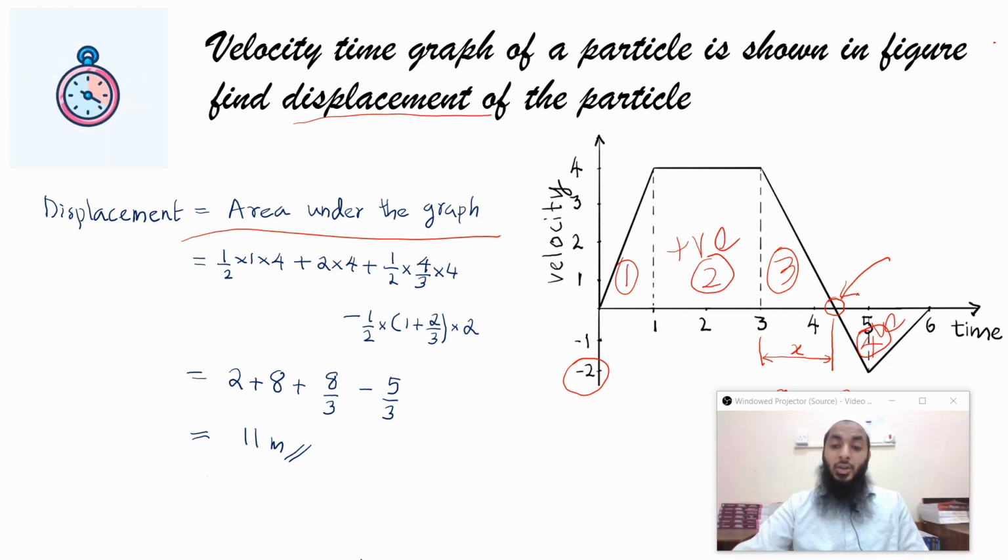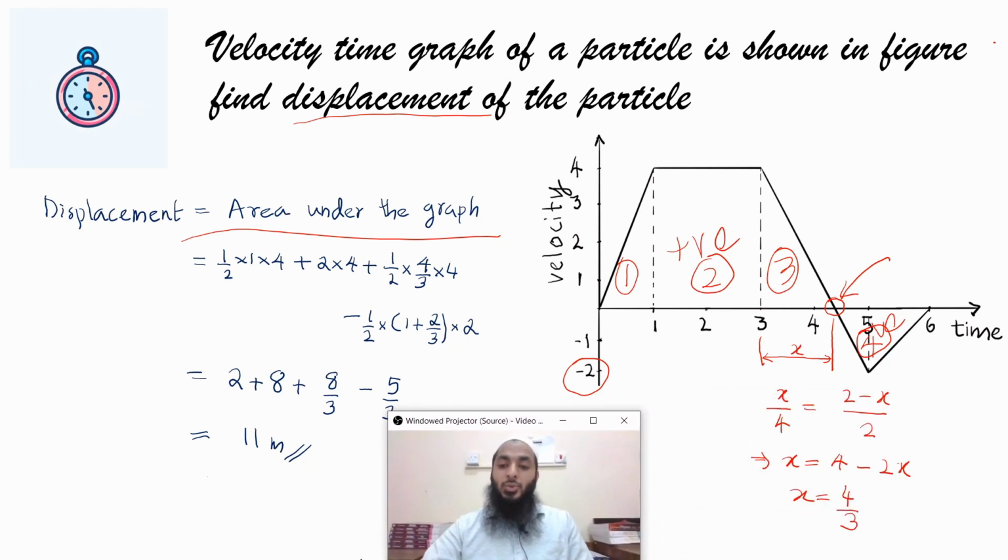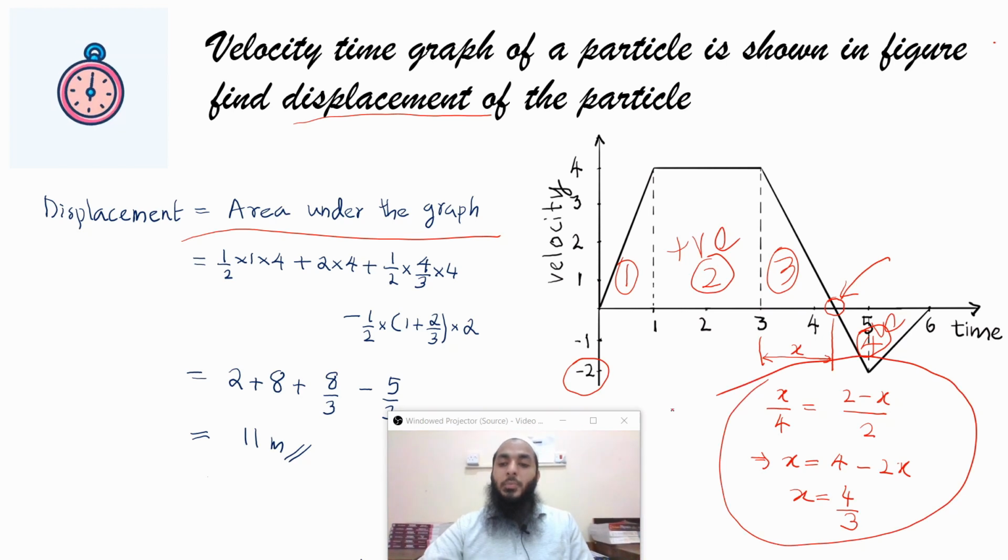So that you have to find using similar triangles. That's what I've done here. Using the similar triangles concept, I have found the time. I've taken this much time as x. According to the similar triangles, 4 divided by x will be equal to 2 divided by this much. But we know that from 3 to 5 it is 2 seconds, so this will be 2 minus x.